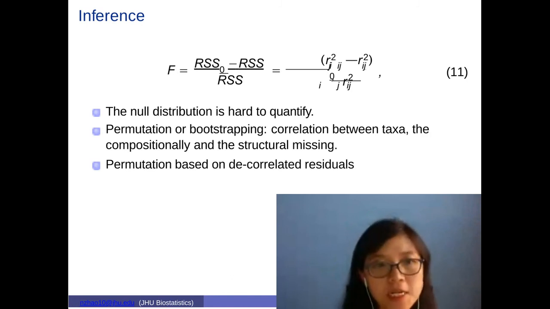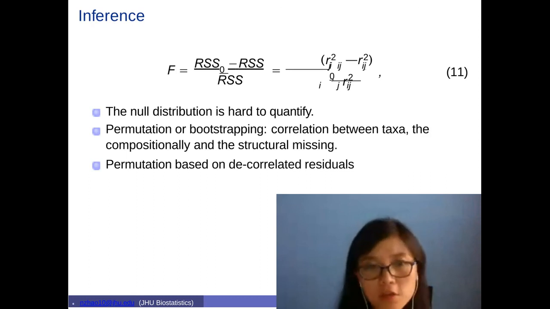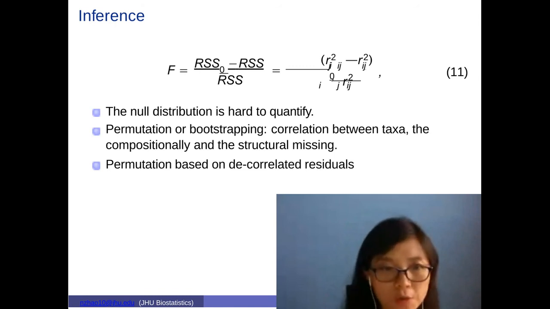So the F statistic is just the residual sum of squares under the null model minus the residual sum of squares under the full model, divided by the residual sum of squares under the full model, where it's just a function of all the residuals.